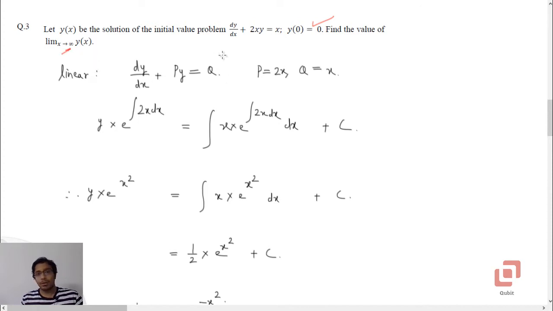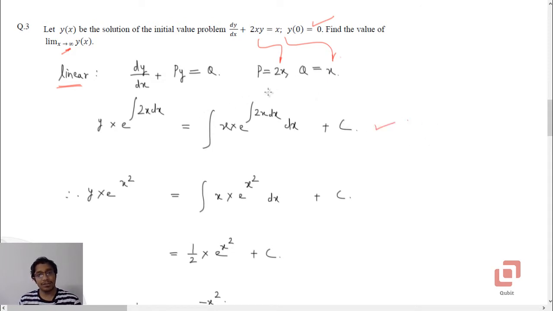Not very difficult to recognize that this is a linear differential equation of first order, whose general form is dy by dx plus py equals q. All of us know that. So p is going to be 2x, the coefficient of y, and q is going to be the right hand side, which is x. The general solution is y times e to the power integral p dx equals integral of q times e to the power integral p dx plus the constant of integration c.